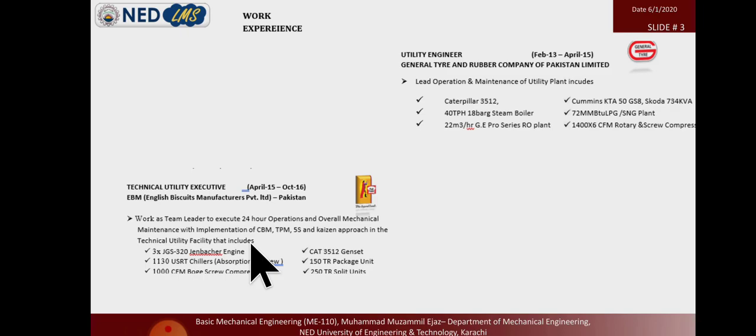And all the utilities like compressed air, compressors, boilers, pumps, and they also own their captive power. They have gas generators of around 1 megawatt each, three of them, so a 3 megawatt power generation facility, and they are also expanding. I have experience of the erection of the whole 3 megawatt power generation plant. It also cost around 200 million rupees, so it is also a big project, and alhamdulillah I gained experience from that.